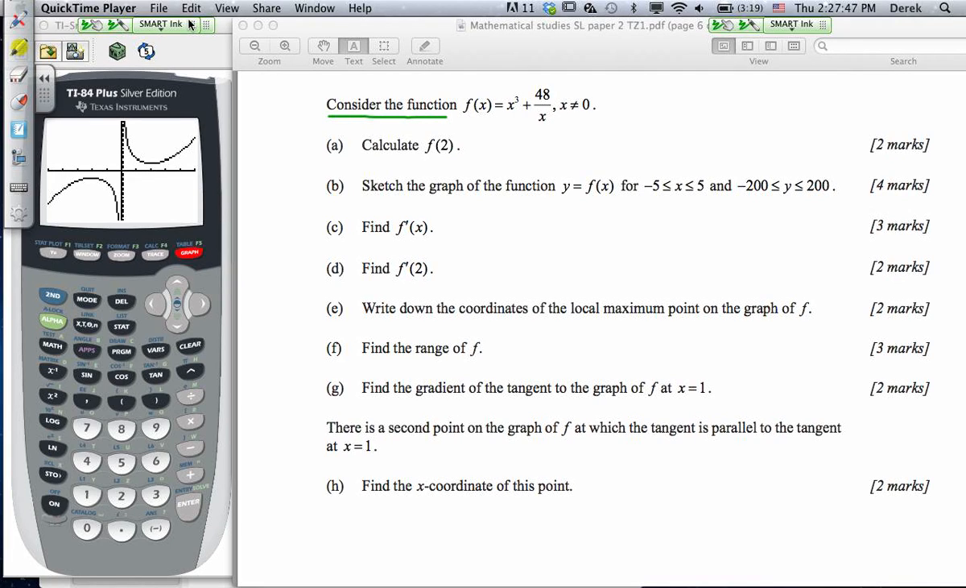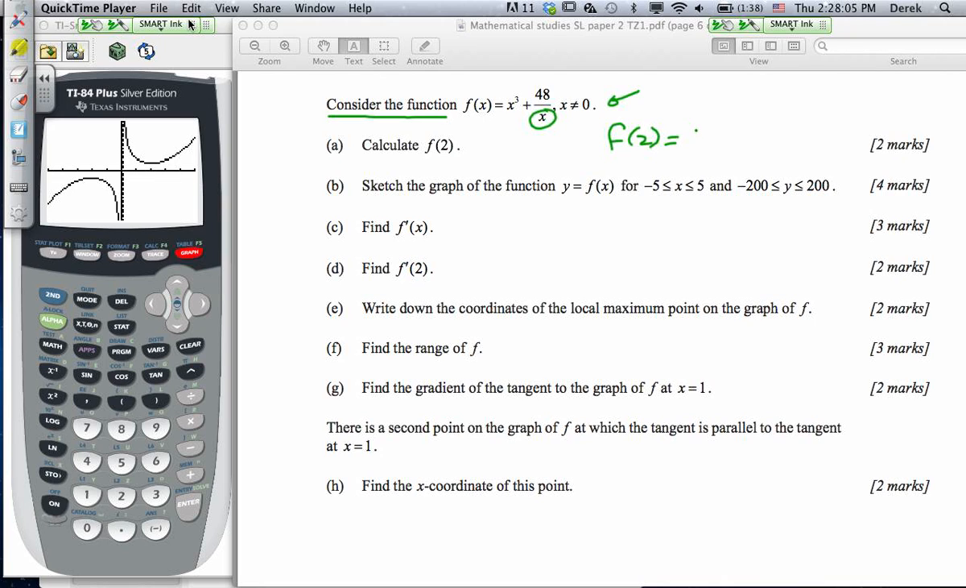Consider the function f of x is equal to x cubed plus 48 over x, and x is not equal to 0. We can't have x equal to 0 because we're dividing here by x, so that is not possible. So calculate f of 2. So we're going to put this in.